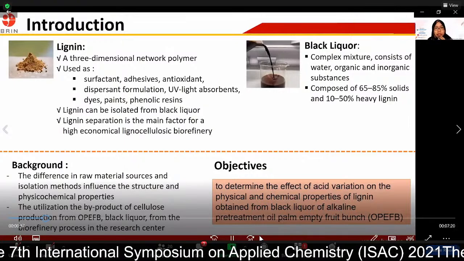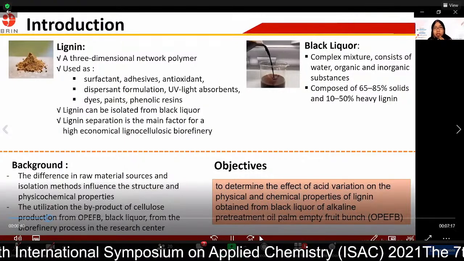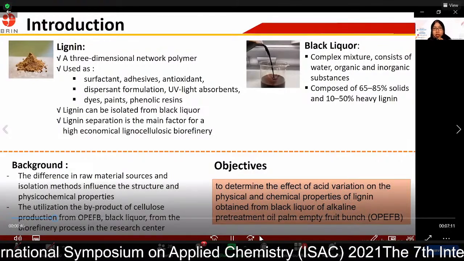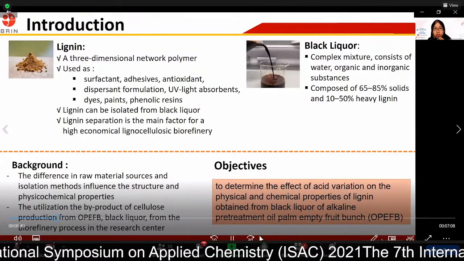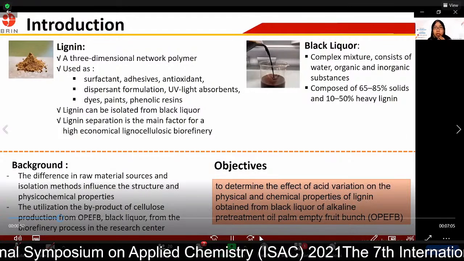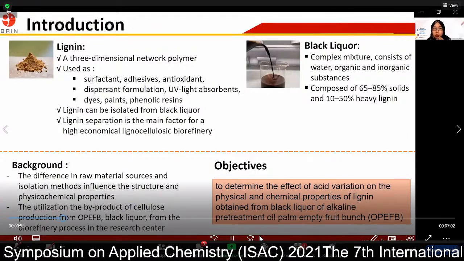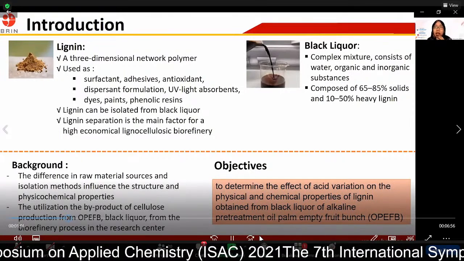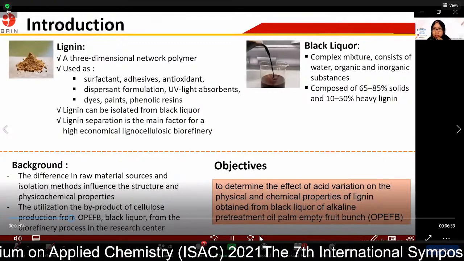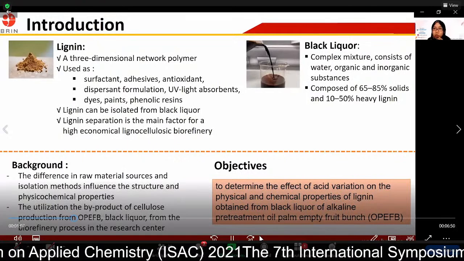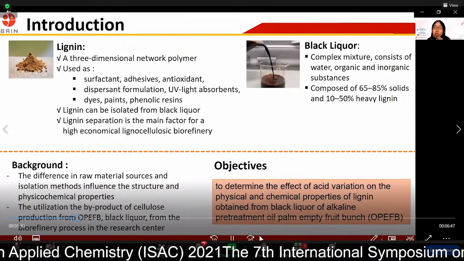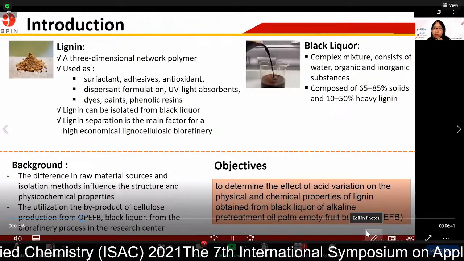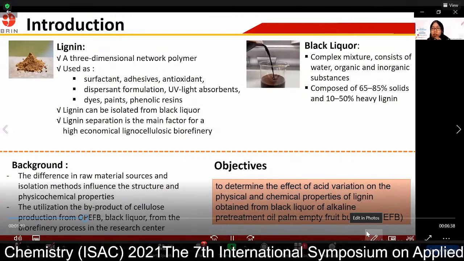For the introduction, lignin is a three-dimensional network polymer used as surfactants, adhesive, antioxidants, dispersant formulation, including absorbents, dyes, paints, and phenolic resins. Lignin can be isolated from black liquor, in which the lignin separation itself is the main factor for a highly economical lignocellulosic biorefinery. Black liquor is a complex mixture consisting of water, organic and inorganic substances. Black liquor is also composed of 65 to 85% solids, and 10 to 50 percent lignin by weight.